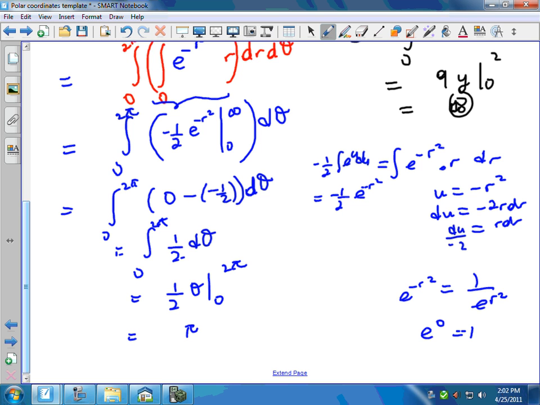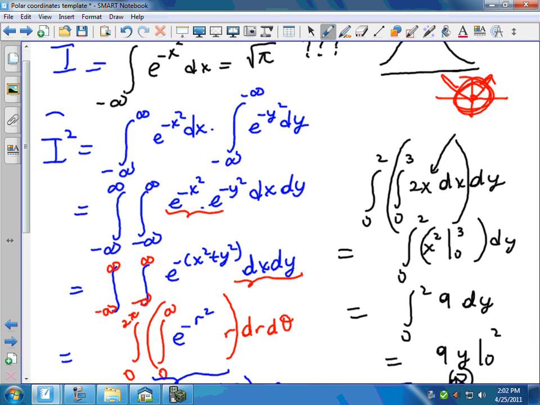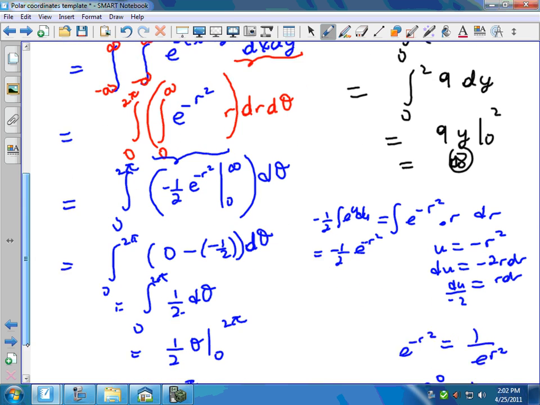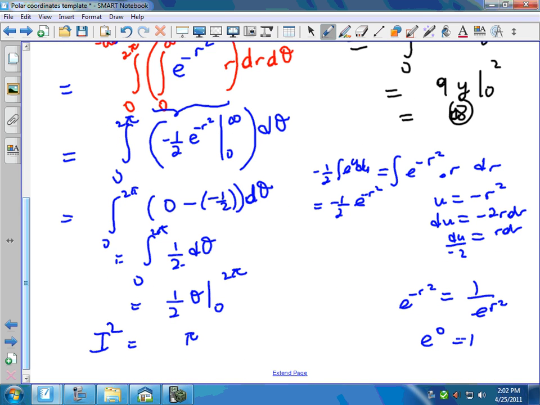But remember, what was this everything equal to? I squared. So guess what? I equals the square root of pi. That's the integral that we're looking for, right? So this is like one of the masterpieces of all of calculus. But I gave you a little preview of it. If it went a little bit over your head, don't worry about it. You'll probably see it again sometime in the future.